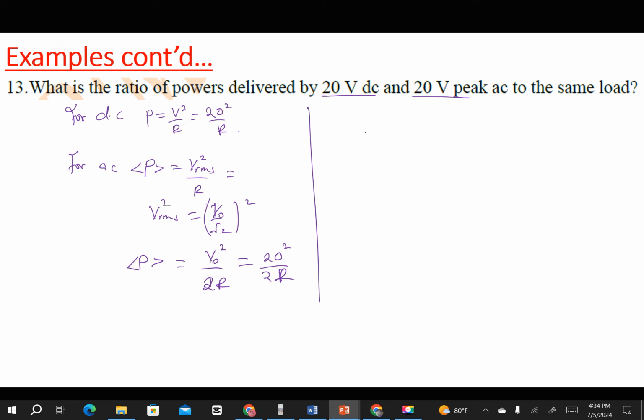Now I want to find a ratio, because the question wanted us to find the ratio. So the ratio of power delivered by the DC, which is 20 squared over R, divided by the power delivered by a 20 volts peak AC, so I get the reciprocal, 2R over 20 squared. So R cancels, and the ratio is going to be 2. In other words, the power delivered by DC is twice the power delivered by 20 volts peak AC.